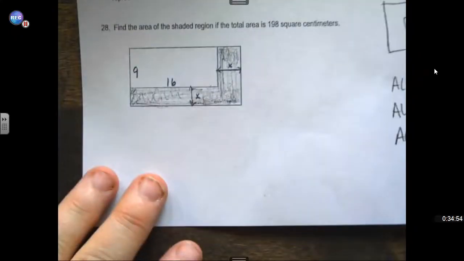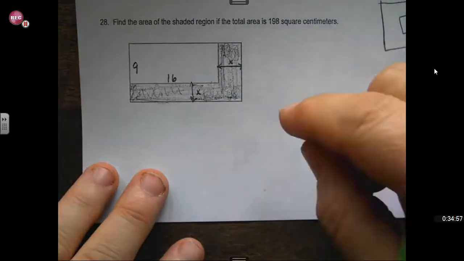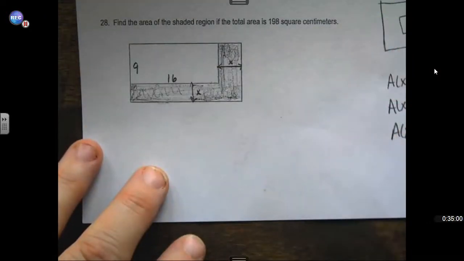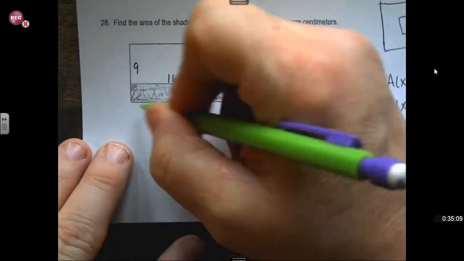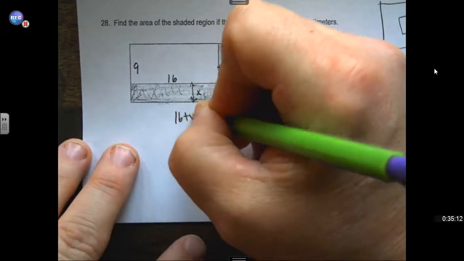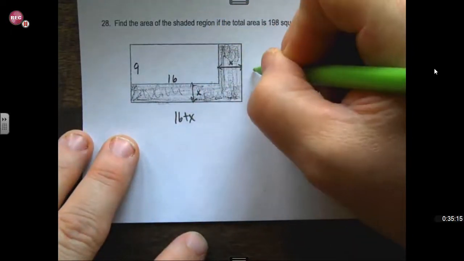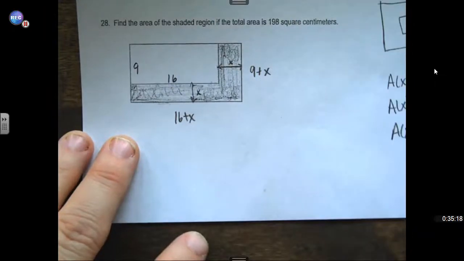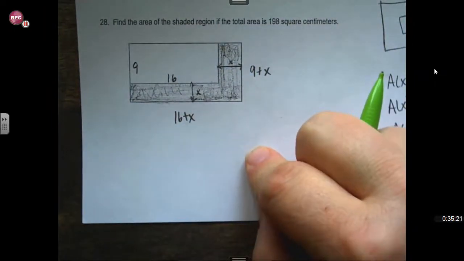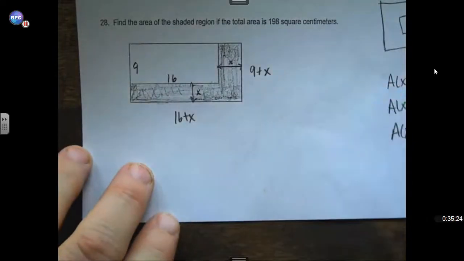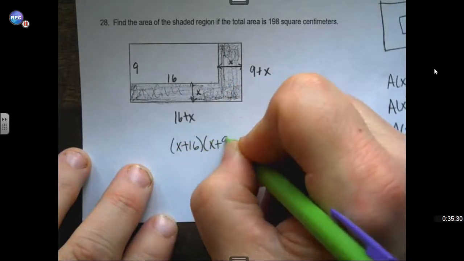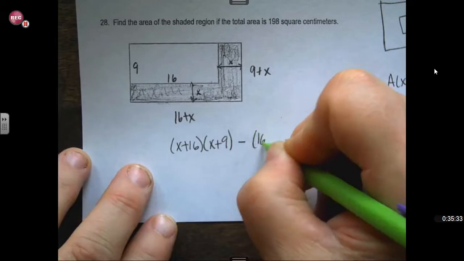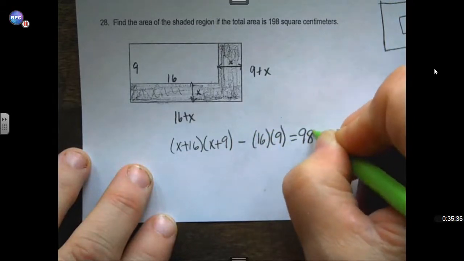And this last question, it is asking me to solve. It's asking me to find the area of the shaded region if the total area is 198 square centimeters, sorry. So this whole length here is going to be 16 plus x, and this whole here is going to be 9 plus x. I would prefer they be written the other way around. So basically I'm going to take x plus 16 times x plus 9, subtract 16 times 9, and that needs to equal 98.